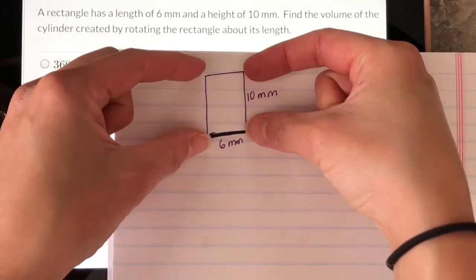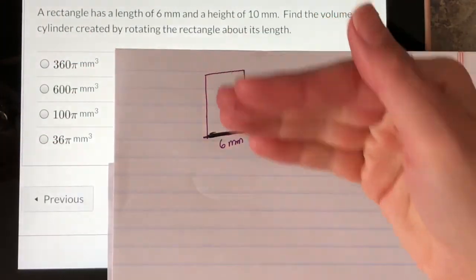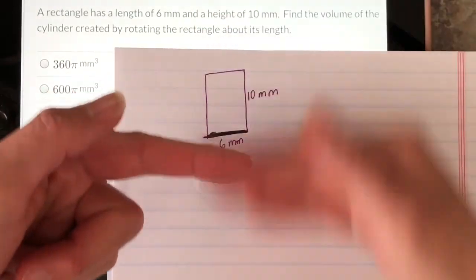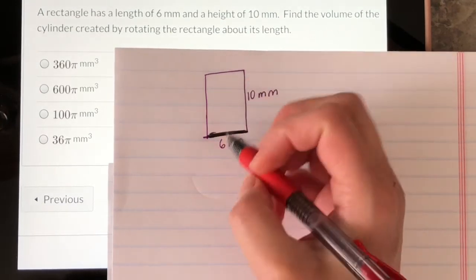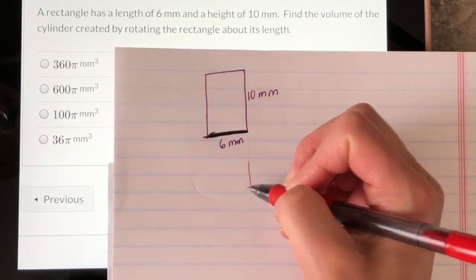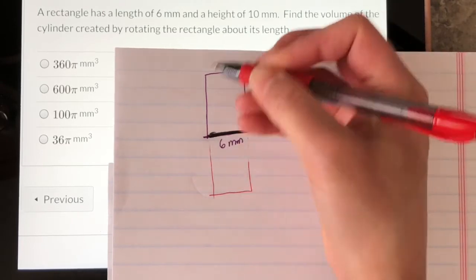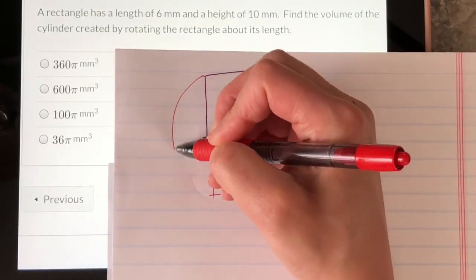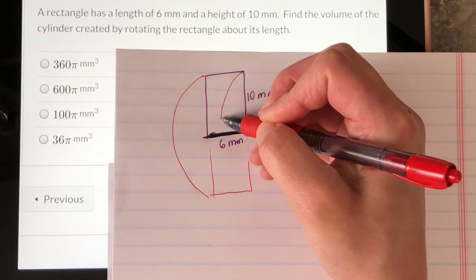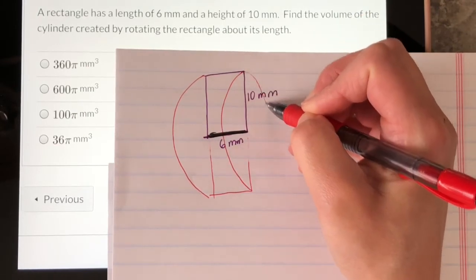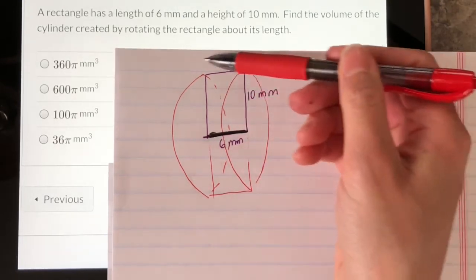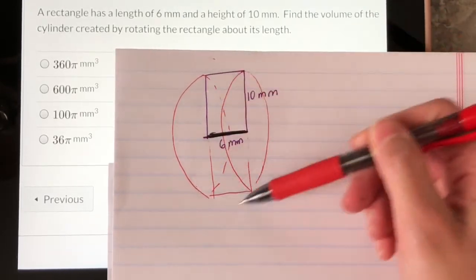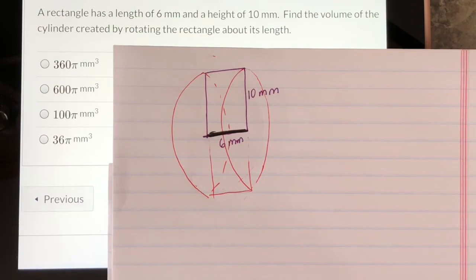So what I'm going to do with this rectangle is literally rotate it around and swirl it to create a cylinder. So this is what it's going to look like. Obviously it's rotated around here. This part is going to come down here. This is going to come down here. This is going to rotate back here. Are you guys visualizing this cylinder? So it's going whoosh, whoosh, whoosh to create a cylinder.